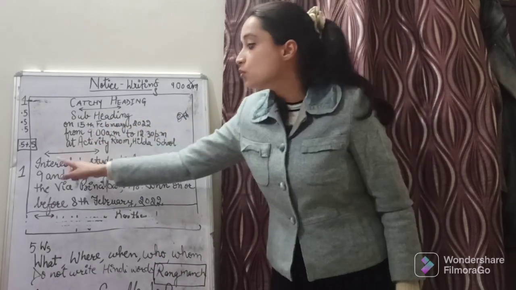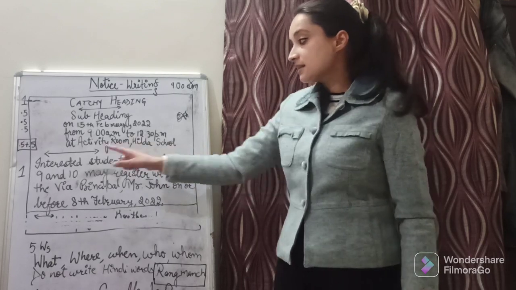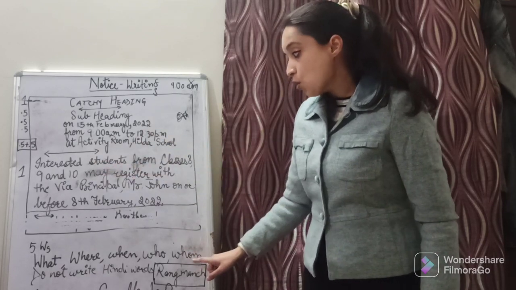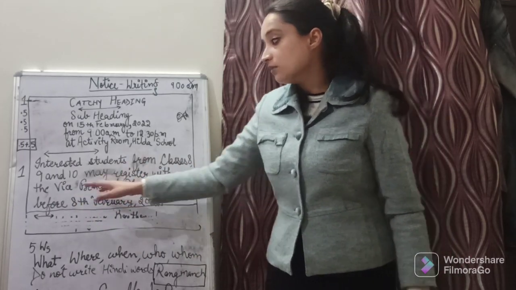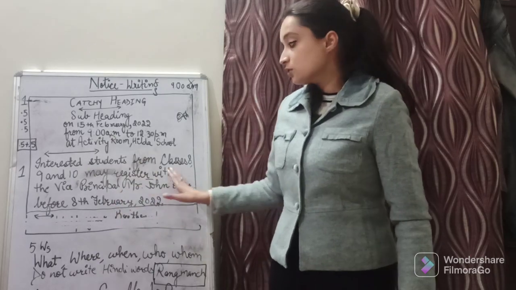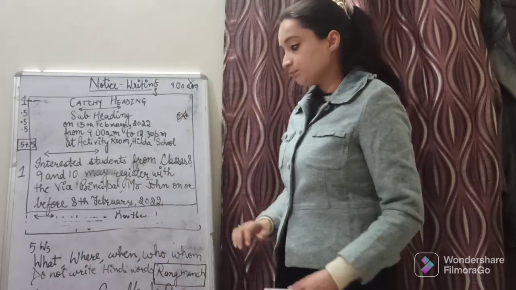Who? Who means who all can participate. Students from classes 8, 9 and 10. Whom and whom are they going to register to? Mr. John, who is the vice principal. So these details, these 5 W's should be clearly answered in your notice.